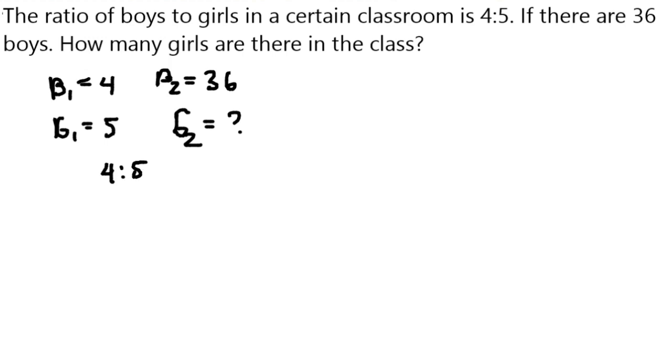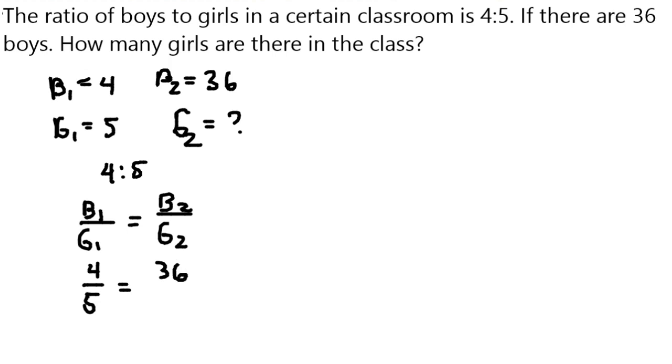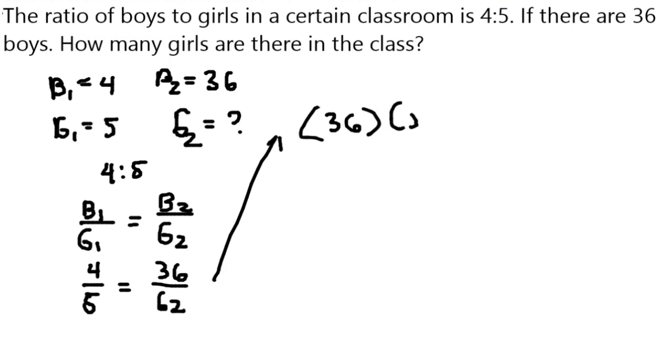So we have a given ratio here, 4 to 5. We can write it as 4 over 5, or B1 over G1, which equals B sub 2 over G sub 2. Now we can just plug in all of our givens. So we have 4 over 5, and B sub 2 is 36, and G sub 2 is what we're looking for. Then we're going to cross multiply: 36 times 5, which we'll simplify later, equals 4 G sub 2.